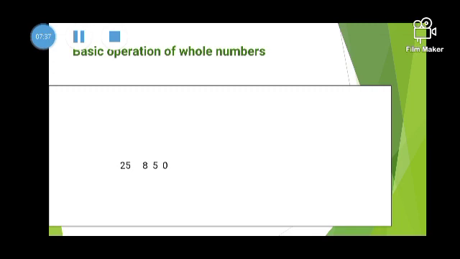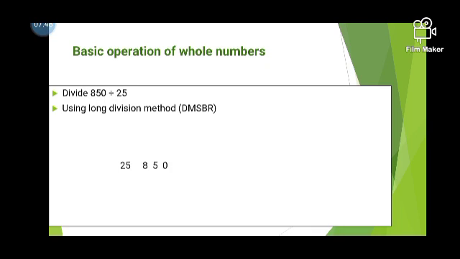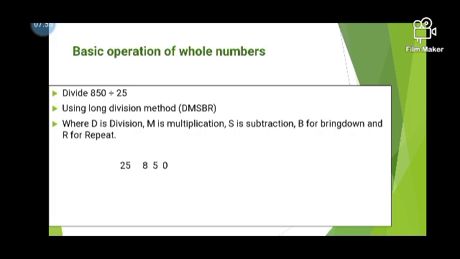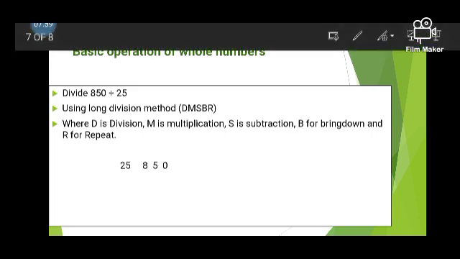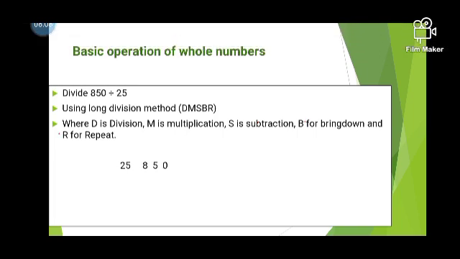Next slide. Now this basic operation deals with division. Let us divide 850 by 25. We will be using the DMSBR, the long division method, where D is for division, M is for multiplication, S is for subtraction, B is for bring down, and R is for repeat. So let's go.